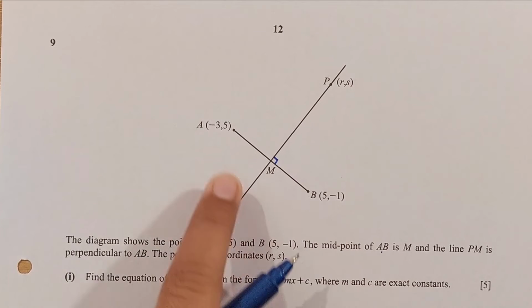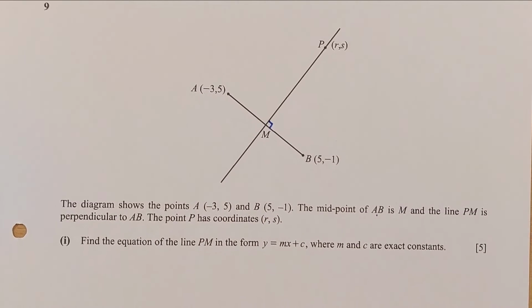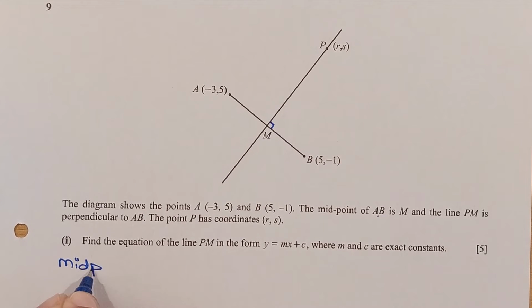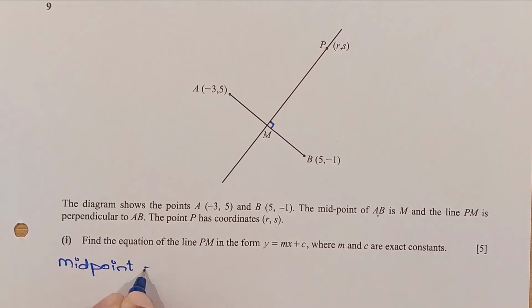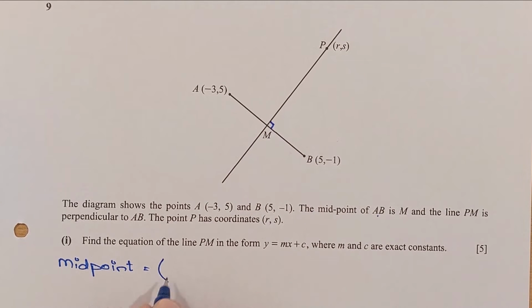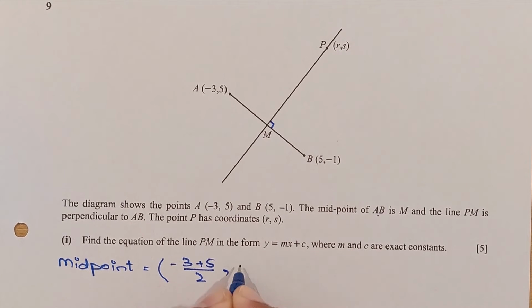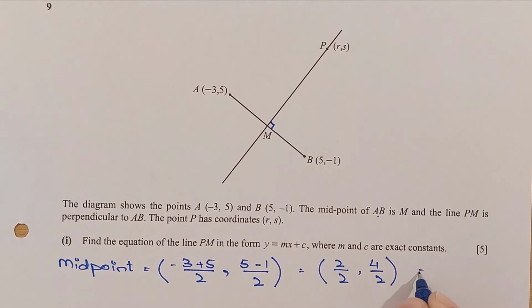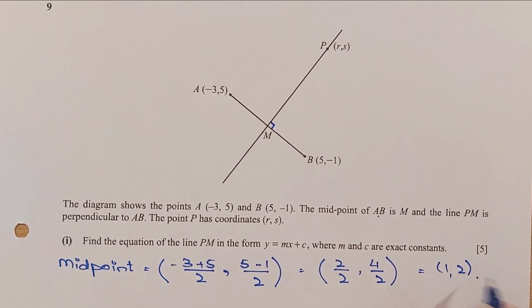So first we have to find the slope of AB and the midpoint of AB, right? So let me find the midpoint of AB. x1 plus x2 divided by 2 is minus 3 plus 5 divided by 2, and y1 plus y2 divided by 2. This is 2 by 2, and this is 4 by 2. 2 by 2 is 1 and 4 by 2 is 2. So (1, 2) is the midpoint, right?